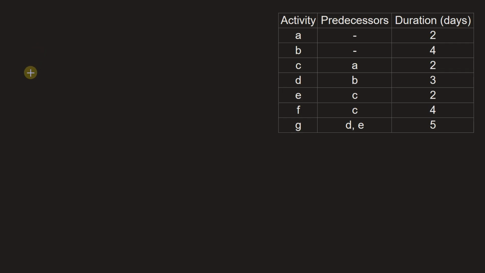So the first activities are activity A as well as B, because none of them has any predecessor. So from the start itself we will have to mark two arrows, one showing activity A and another one showing activity B. So this is A with a duration of 2 days and this is B with a duration of 4 days.